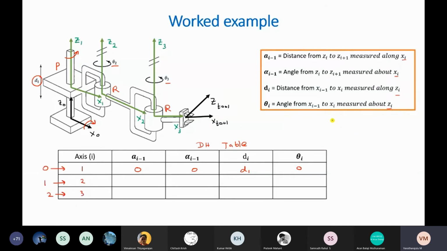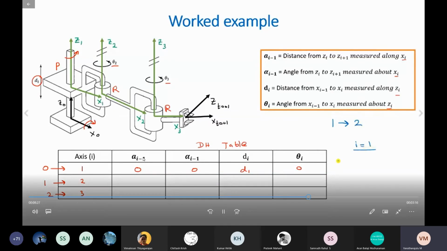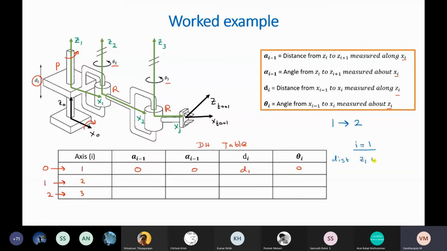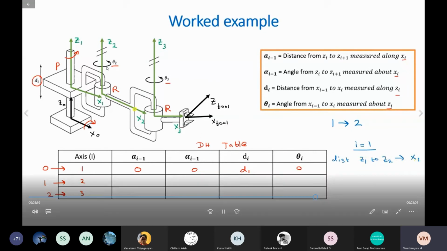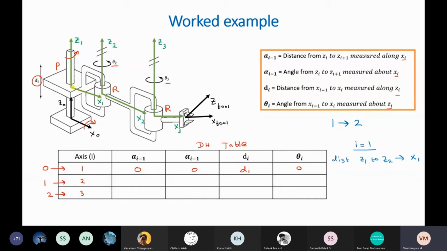Right. So now considering frame 1 to 2. For the first two values, our i would be equal to 1. So our a_{i-1} would be the distance from Z1 to Z2 about x1, the distance between Z1 and Z2 in the direction of x1, and this would actually be the length of the link from Z1 to Z2.